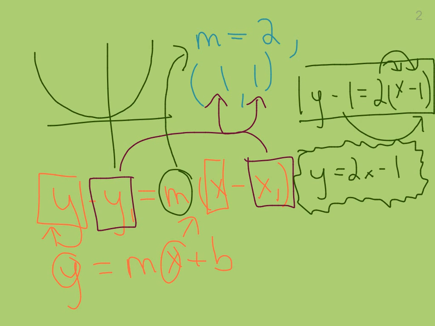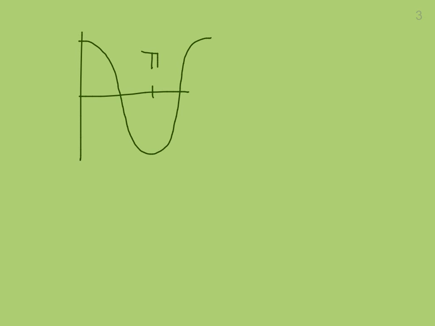Now let's look at one more example. So let's say you wanted to find the tangent line that you could use to approximate the function cosine at pi over 4. So here's our cosine function. Here is pi. Here is pi over 2.